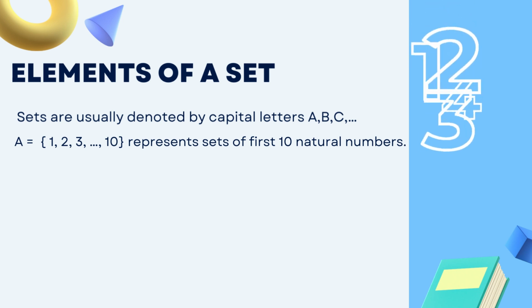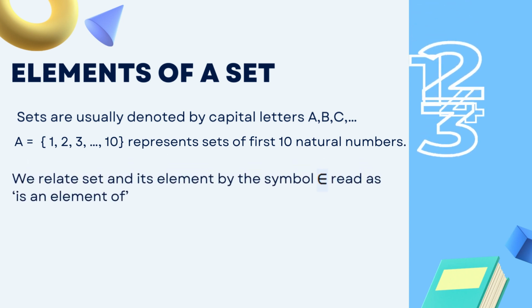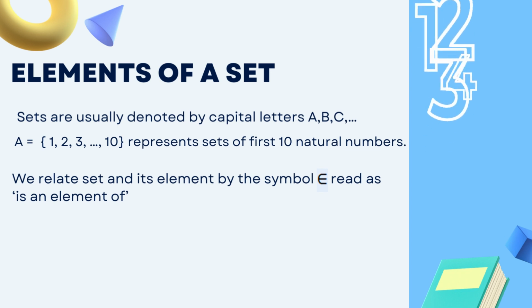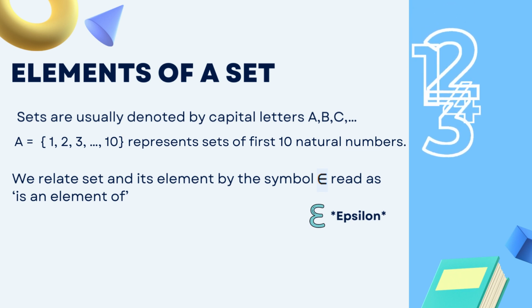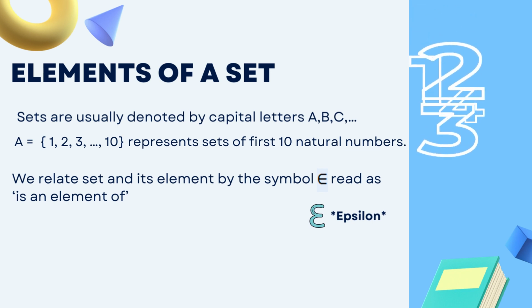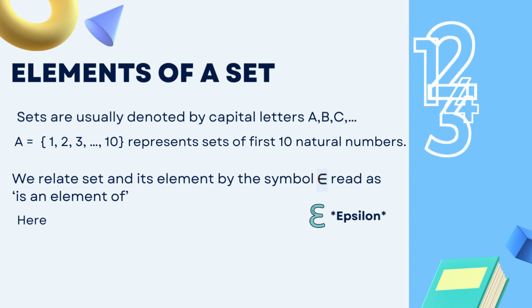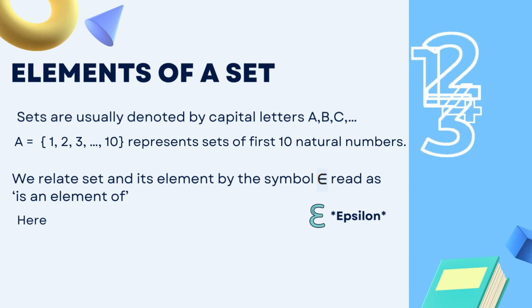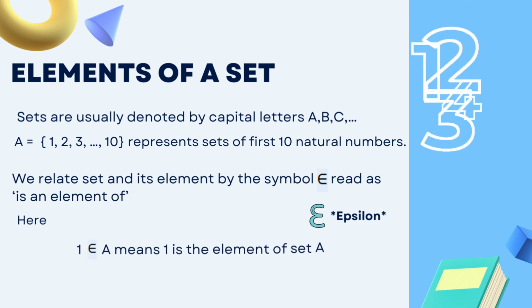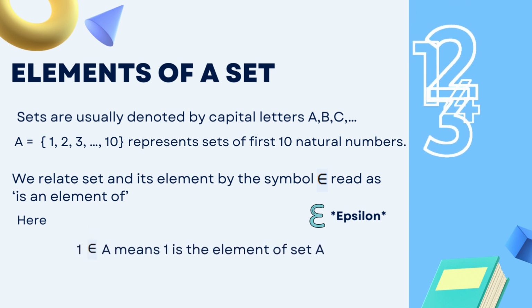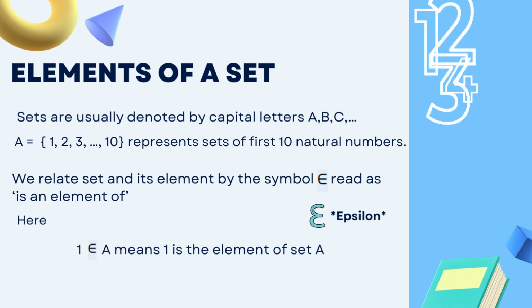And I need you to know and understand that we can relate a set and its element by the symbol that you can see. This Greek symbol ∈ is read as "an element of" a particular set. Here, when we look at the first natural number being present in the set of the first 10 natural numbers, 1 ∈ A is basically representing an element of set A.